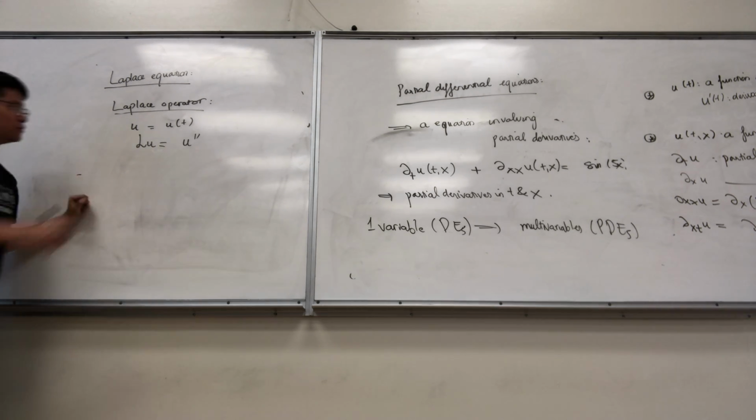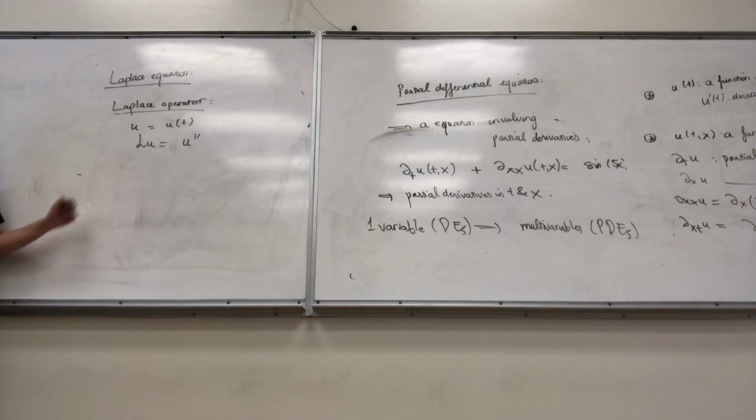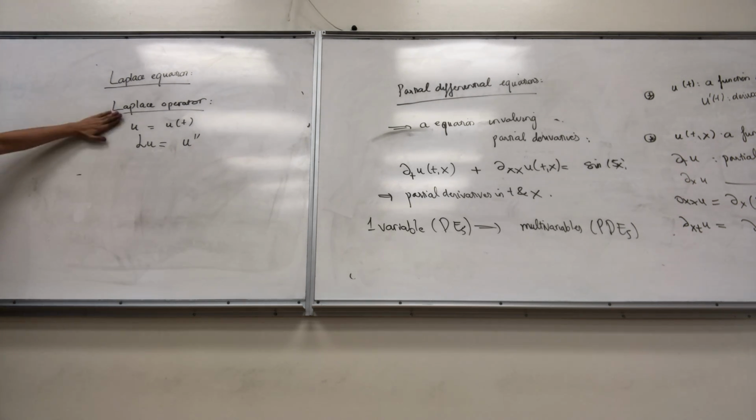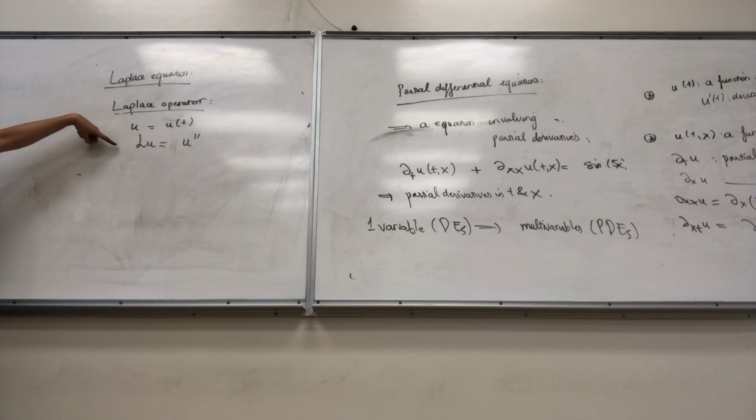In several books, you're going to see that they have a minus here, but suppose that in this class we don't have a minus. It's the same. You only have to change the sign. So the Laplace operator is the simplest action that we have done before, which is to take the second derivative of a function, right? So this is called the Laplace operator.